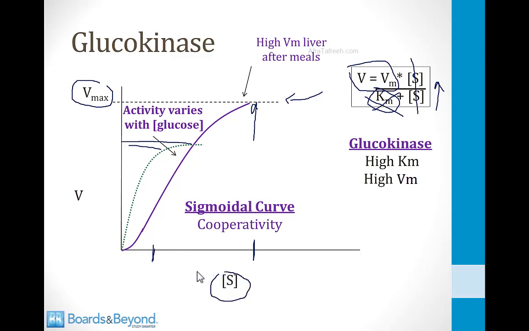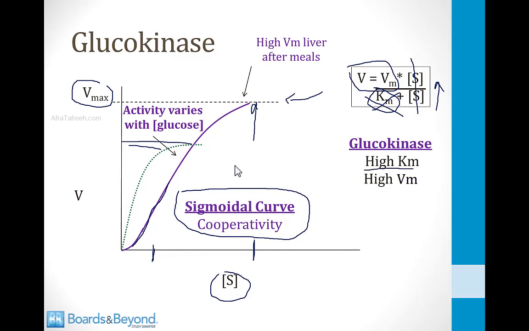And then a final feature to know about glucokinase is that it has a sigmoidal curve. This means the enzyme demonstrates the phenomenon of cooperativity. Once it binds its first molecule of glucose, it then becomes more active and can more rapidly begin to ascend towards its Vmax. So I've summarized these points for you here.